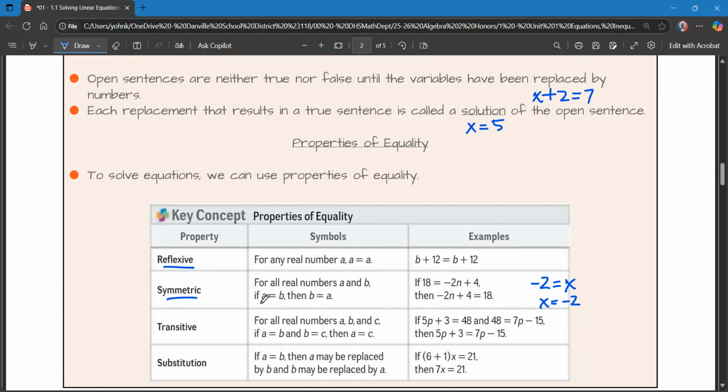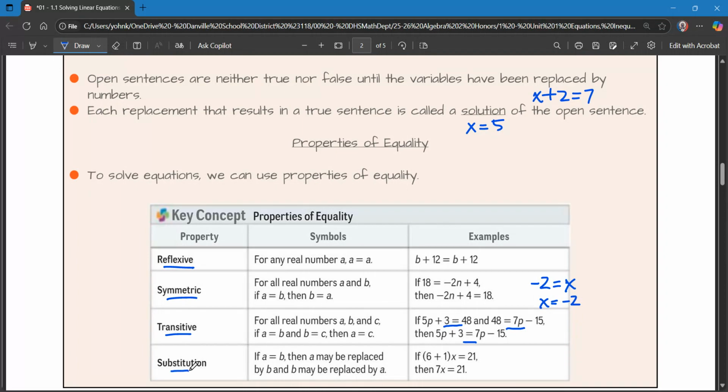That's the symmetric property. The transitive property says for all real numbers a, b, and c, if a equals b and b equals c, then a equals c. This transitive property always has 3 parts to it. If 5p plus 3 equals 48 and 48 equals 7p minus 15, then 5p plus 3 equals 7p minus 15. There's always 3 chunks, and the chunks match up.